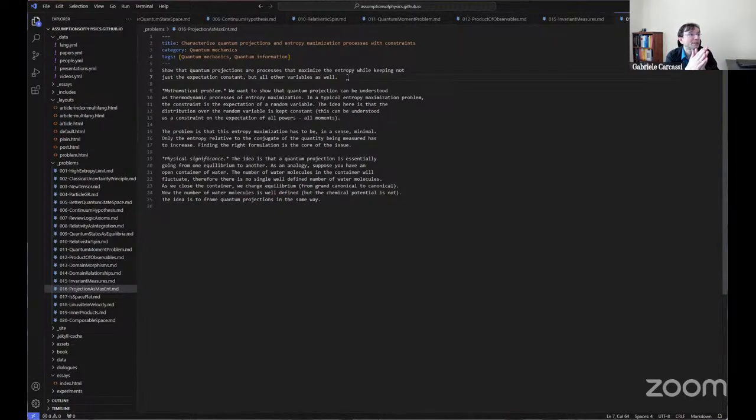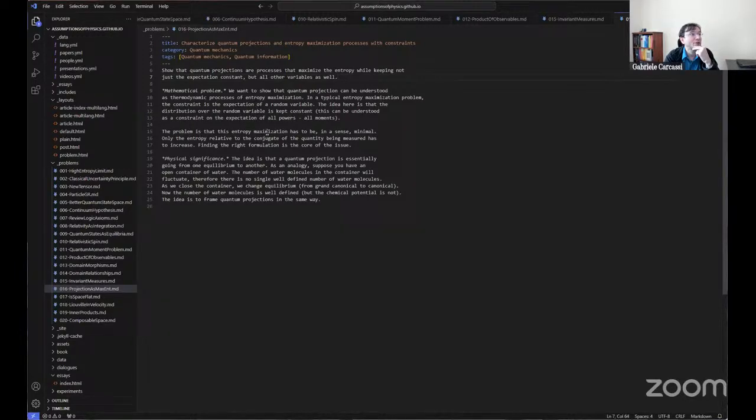In a typical entropy maximization problem, the constraint is the expectation of a random variable. The idea is that the distribution over the random variable is kept constant, and this can be understood as a constraint on the expectation of all powers, right? When you use statistical mechanics, you have some numbers and you keep those numbers. Here we want to keep the distribution over the whole position or momentum, or spin up and spin down, constant. This also can be understood as a constraint on the expectation of all powers. It's the same thing. If you keep all the power constraints, then you're keeping the distribution constraint.